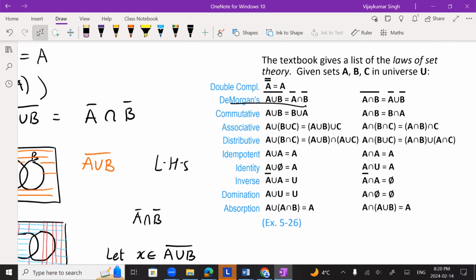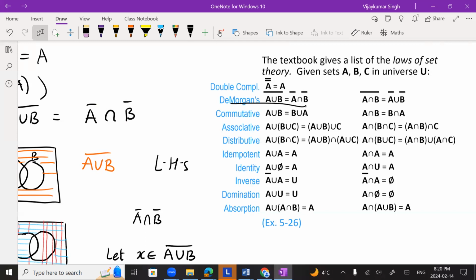All right. So similarly, if you have union, you take complement, you get intersection of the complements, and vice versa. If you take intersection complement, then it's going to be union of the complements. Okay. Commutative law holds as well. A union B is same as B union A, or A intersection B is same as B intersection A.